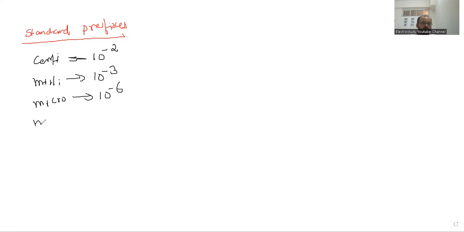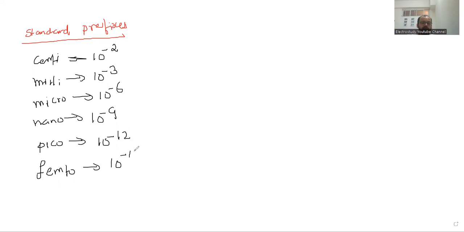What is nano? Nano is nothing but 10 to the power minus 9. What is pico? Pico, 10 to the power minus 12. We can see the difference of 3. Another important one, femto. Femto means multiplication factor 10 to the power minus 15. Then atto. Atto is nothing but 10 to the power minus 18.